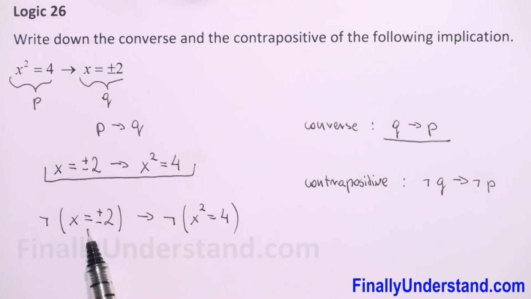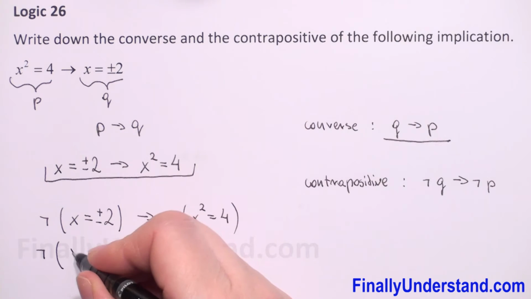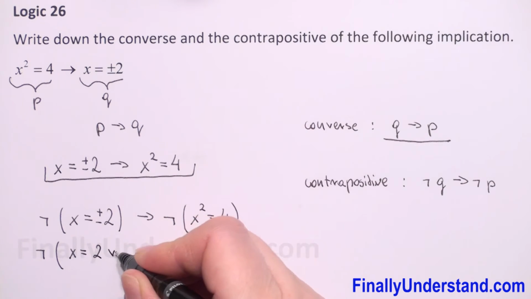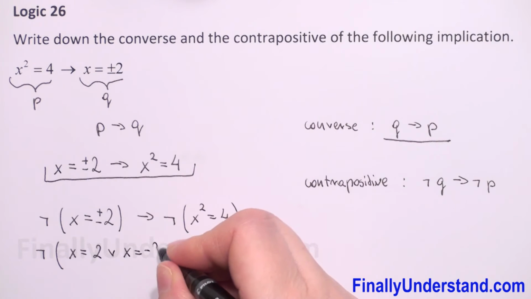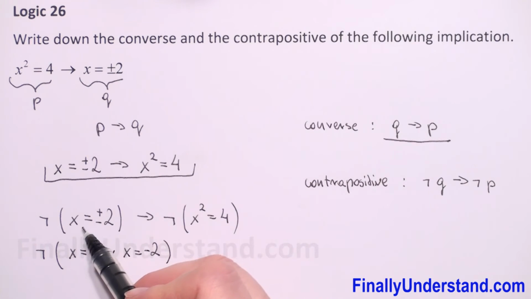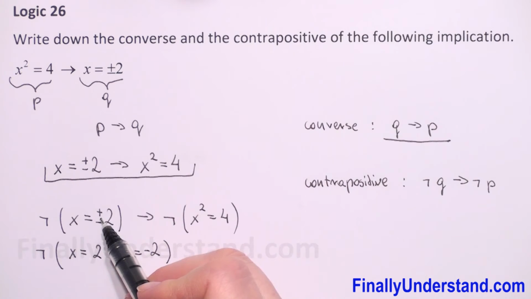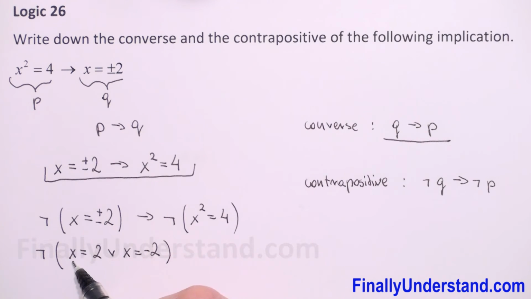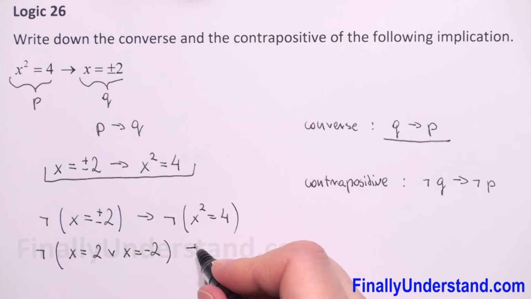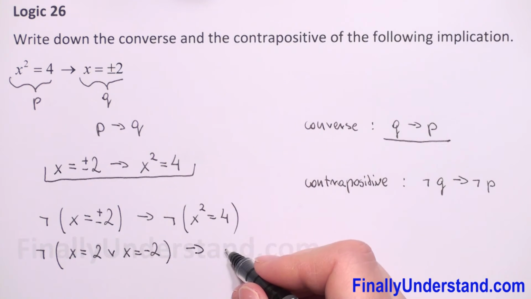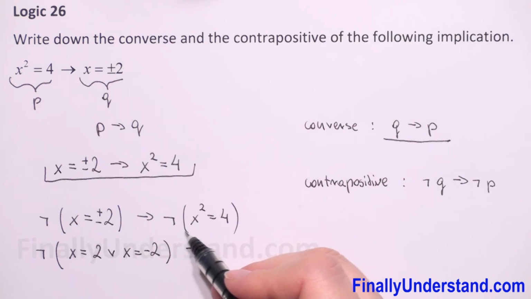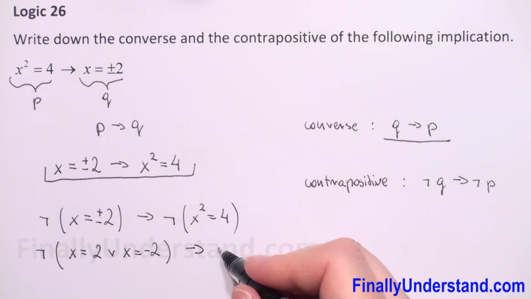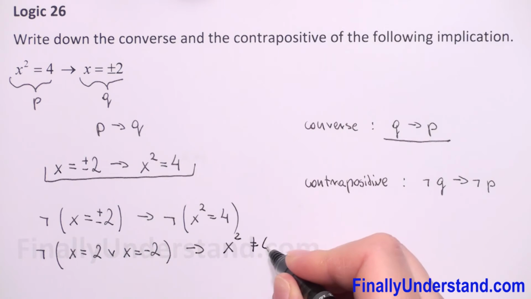We can rewrite x equals 2 or negative 2. So we have the negation of x equals 2 or x equals negative 2. This is exactly what we have here, x equals plus or minus 2. So x equals 2 or x equals negative 2 we have. And this implies the negation of x squared equals 4. It's the negation of the equation we have. So we have x squared is different than 4.